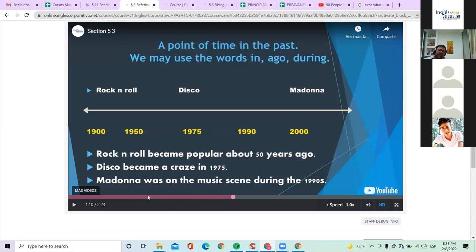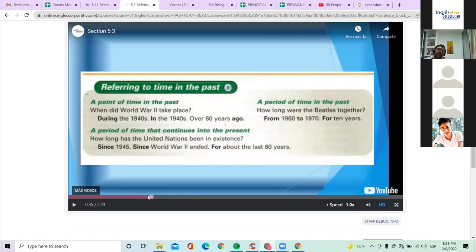I have a question. Yes, Masi. If I say, for example, in a period of time during 10 years, that is incorrect. Yes, we couldn't say that. We need to say 14 years, for example. Or for a period of time that continues into the present, we would say, what do you want to say exactly? For example, what's your example? With the same question, how long were the Beatles together? And my answer is during 10 years. In that case, si diríamos 10 years, for 10 years, right?